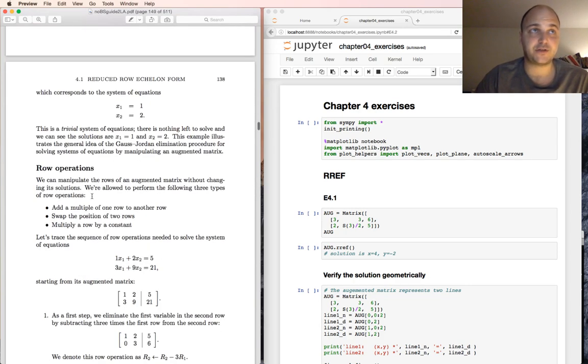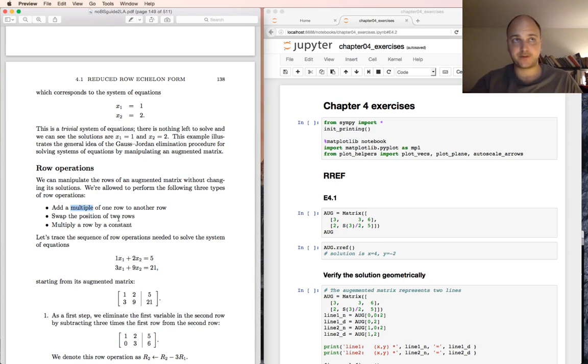I won't go into too much detail, but let's just define what you're allowed to do. There are 3 types of row operations you can do. So you can add a multiple of any row to another row. So that's like if the 2 equations are true, then adding 1 equation to the next is allowed.